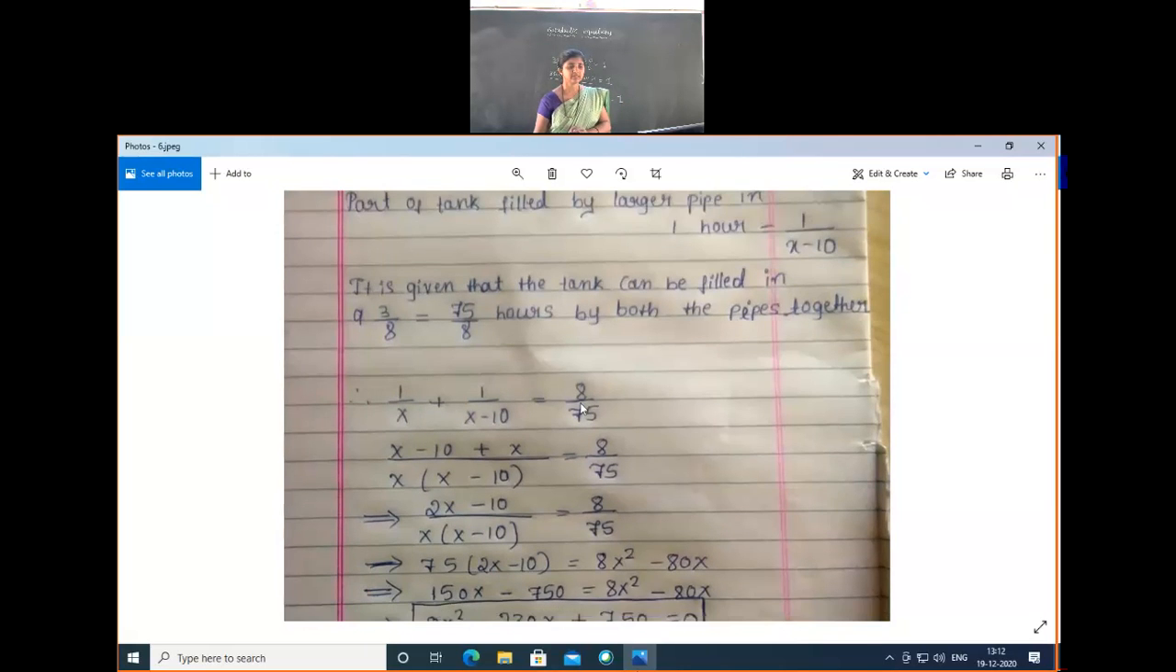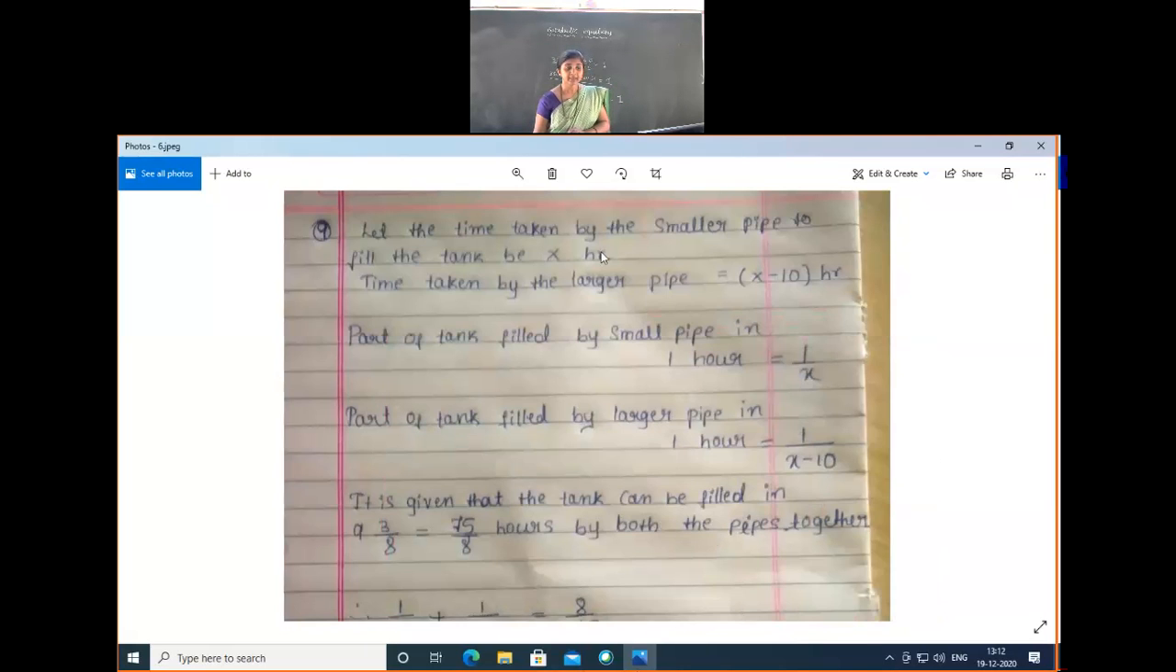See here once again. Time taken by the smaller pipe to fill the tank is x. Smaller pipe in a time x, larger pipe in a time x minus 10. Then part of the tank filled by the smaller pipe in 1 hour is 1/x. Part of the tank filled by the larger pipe in 1 hour is 1/(x minus 10).